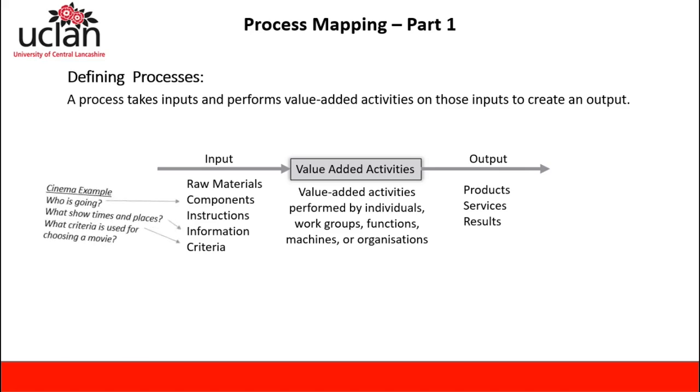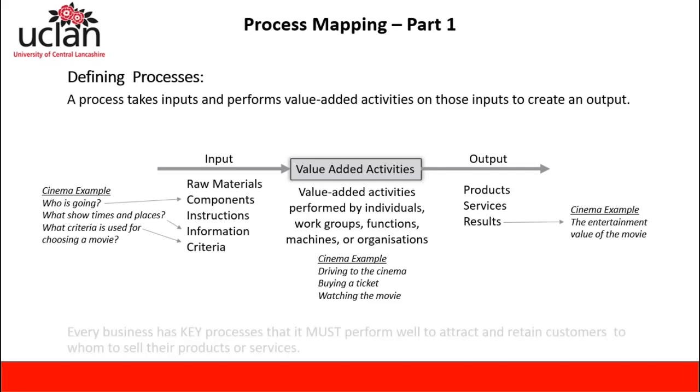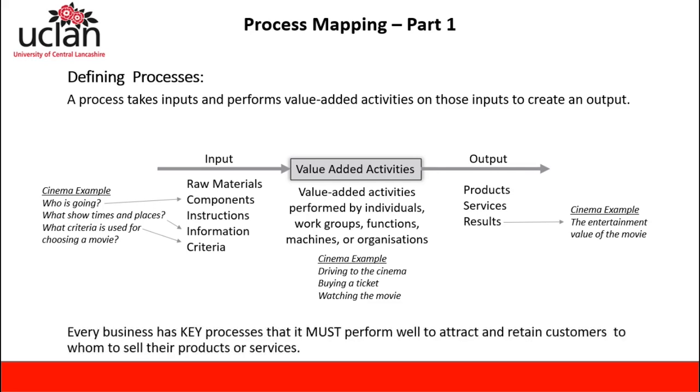If we look at a cinema example, and we say, well, if you want to go to the cinema, who's going? These could be the components. What's the show times and places? This could be the information, and the criteria is used for what sort of movie you want to watch. You then drive to the cinema, you buy a ticket and you watch the movie, which is the value added activities, and then the output is the entertainment value of the movie. And every business has key processes that it must perform well in order to attract and retain customers to whom they sell the products or services.